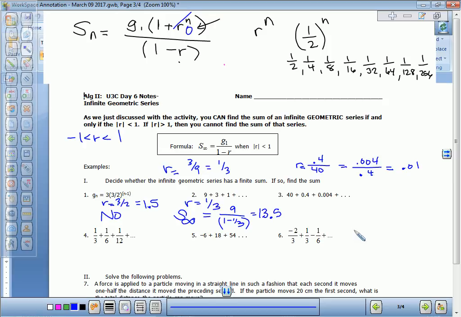Yes, ma'am. I thought that geometric was if it's multiplying and dividing, and the other one is if it's adding or subtracting. Correct.